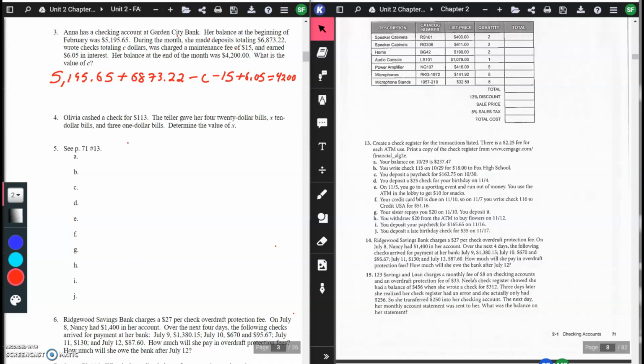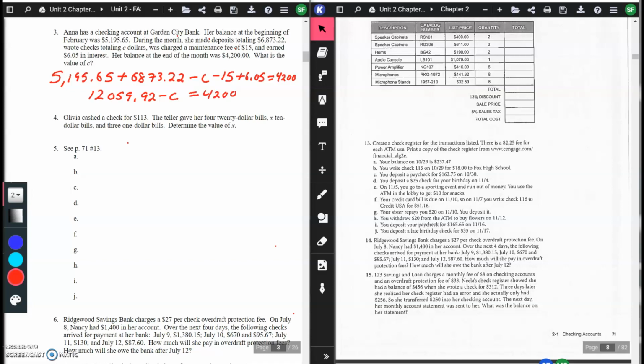So add all your numbers together: the 5,195.65, the 6,873.22, the negative 15, and the 6.05. Combine all your numbers together. When you do that, you'll get 12,059.92 minus C equals 4,200.